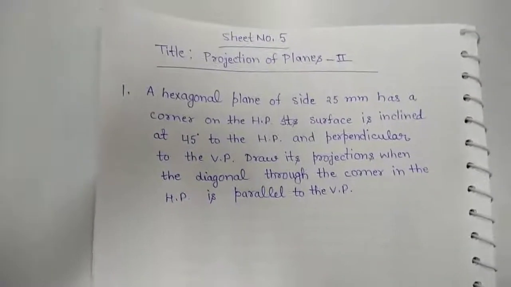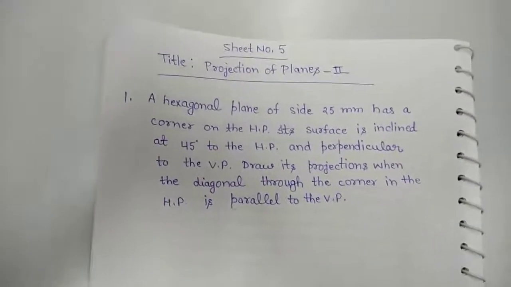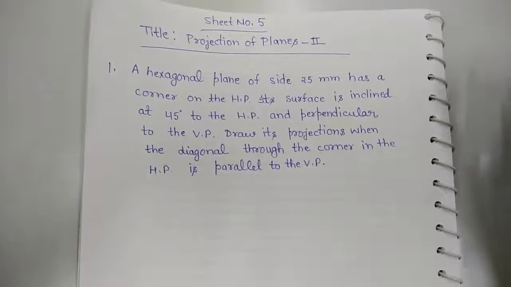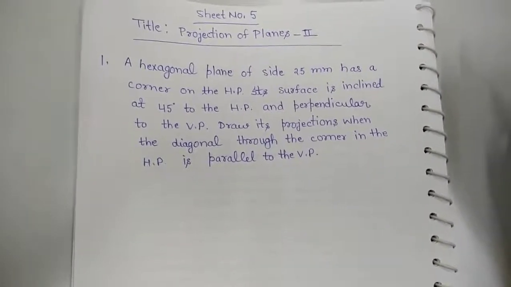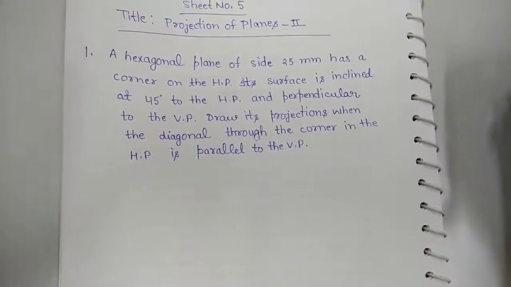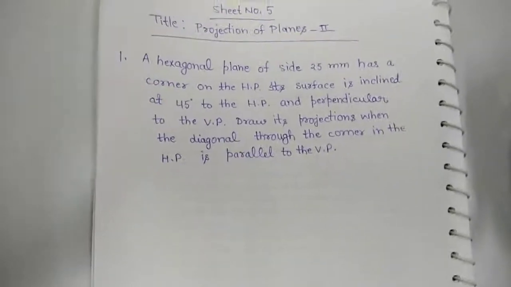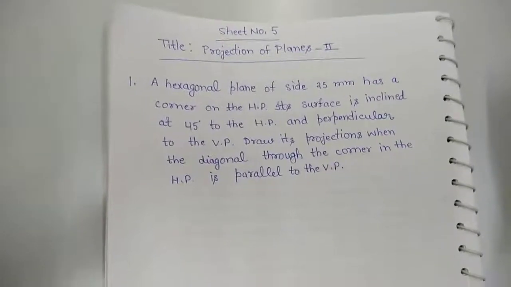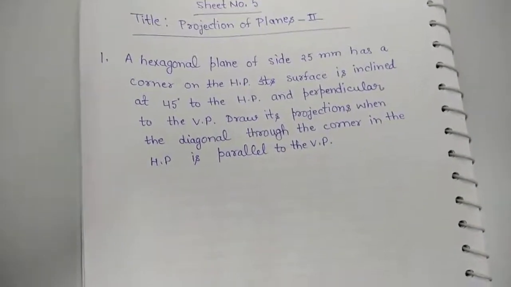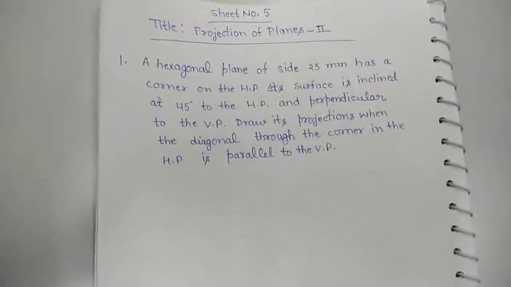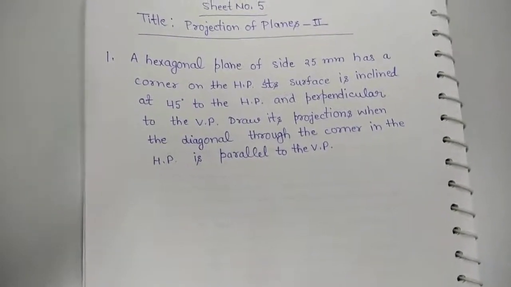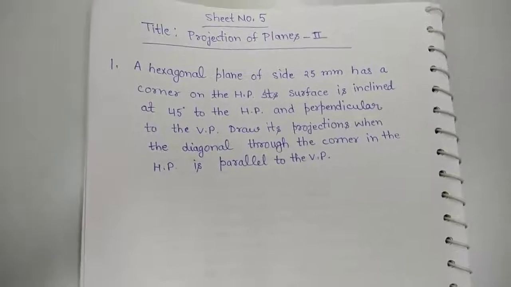Hello students, so I am bringing you this sheet number 5. The title of the sheet is Projection of Planes 2, and in this sheet we are going to make planes which are inclined with one of the planes. In this sheet we will have 3 questions only, and in the last question we are going to draw a projection which is inclined with both the planes. In the last question we discussed how we can draw a projection when it is inclined with one of the planes.